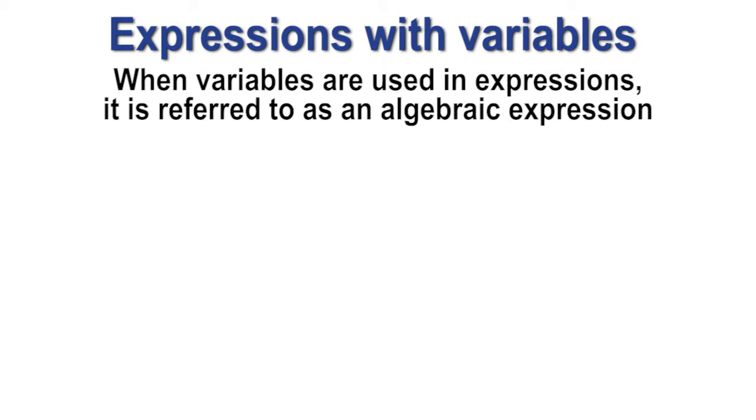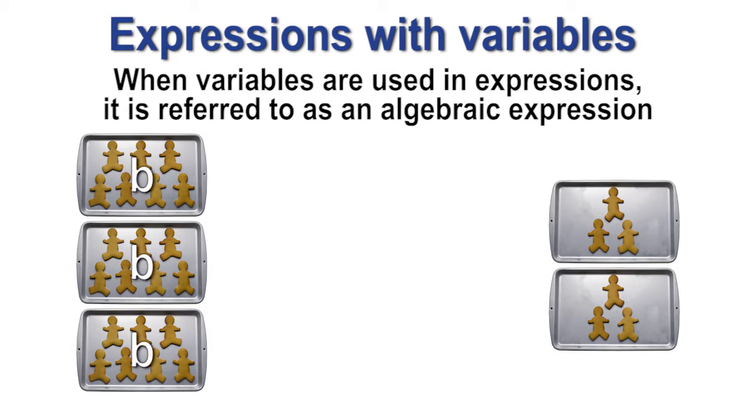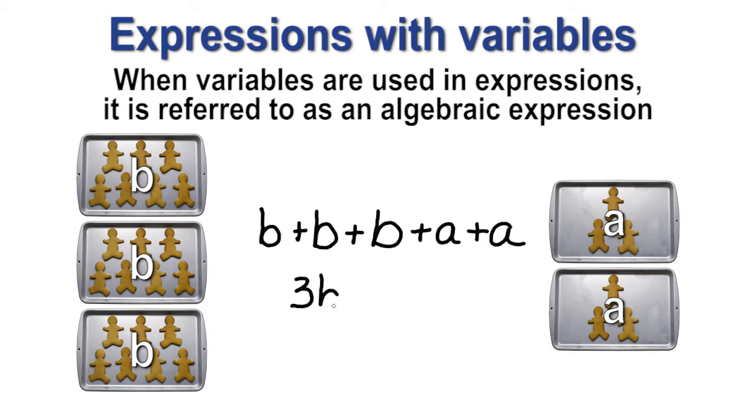Next, students will read, write, and evaluate expressions with variables. When variables are used in expressions, the expression is referred to as an algebraic expression. For example, let's look at these trays of cookies. There are B amounts in the first 3 trays and A amounts on the second 2 trays. The expression to represent the total quantity of cookies on all 5 trays could be B plus B plus B plus A, or 3 times B plus 2 times A.